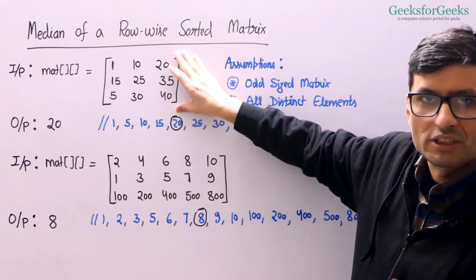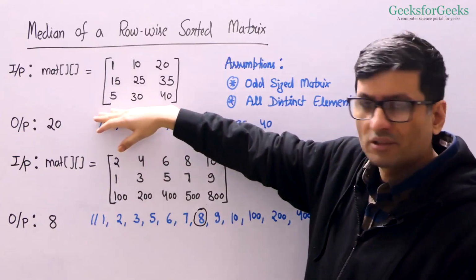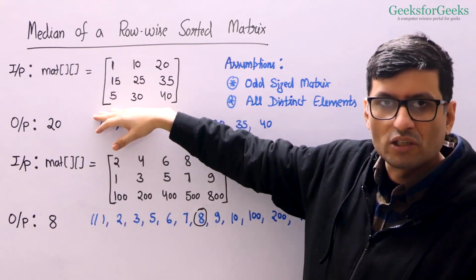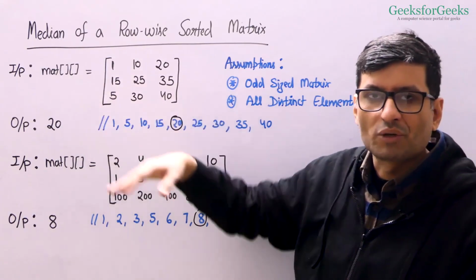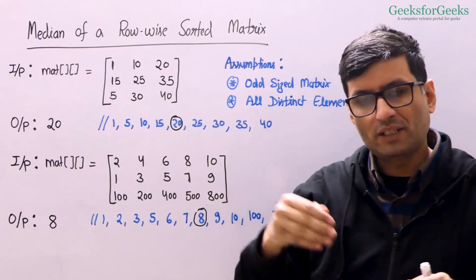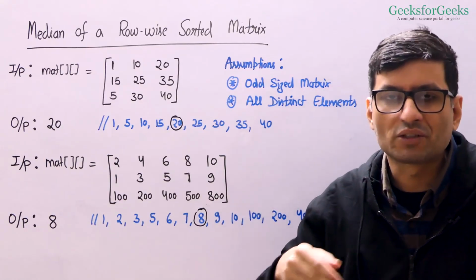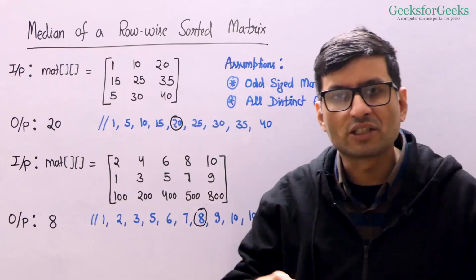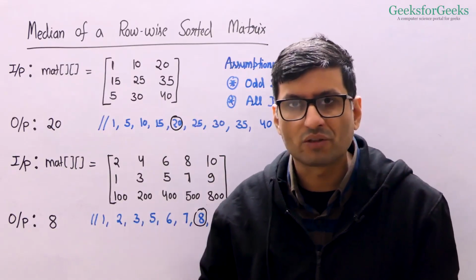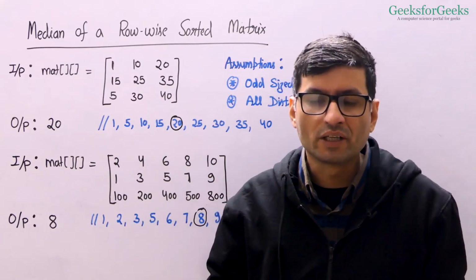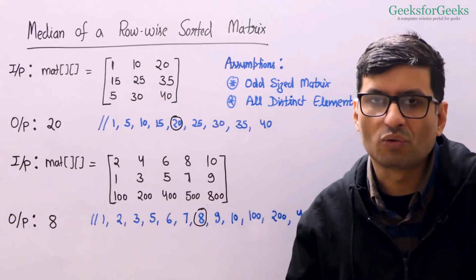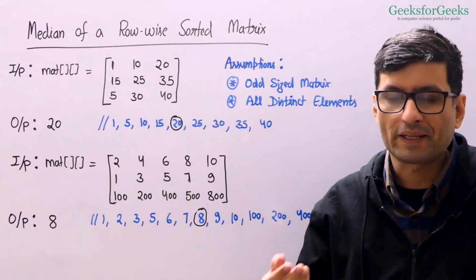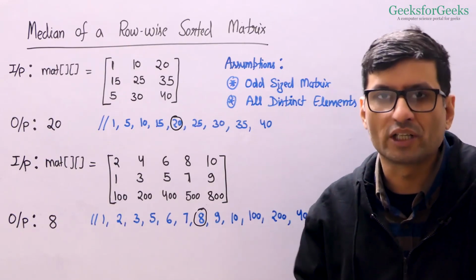Let's understand the problem with this example. We have a 3 cross 3 matrix, total odd number of elements. What is median? See, when you have some elements and you want to find out their median, you consider all those elements in sorted order and find the middle element. If there are odd elements, then there will always be one middle element. And if there are even elements, then there will be two middle elements.